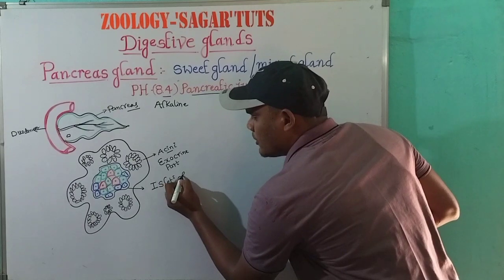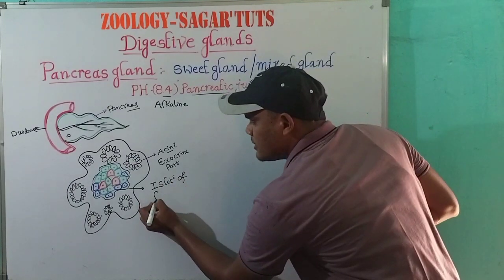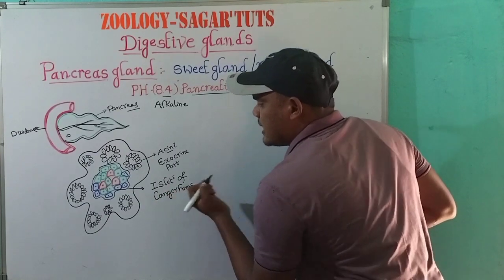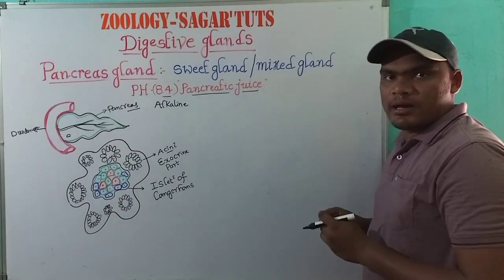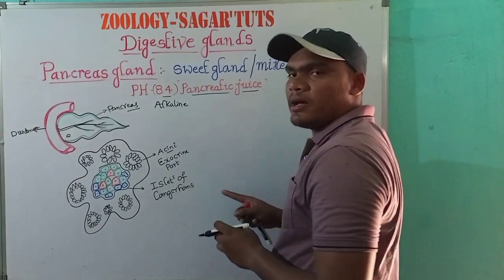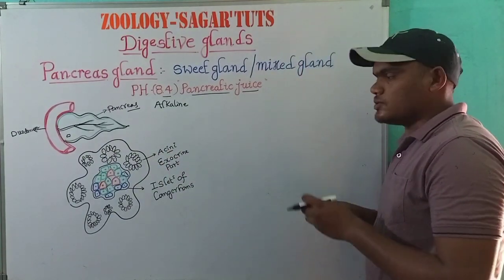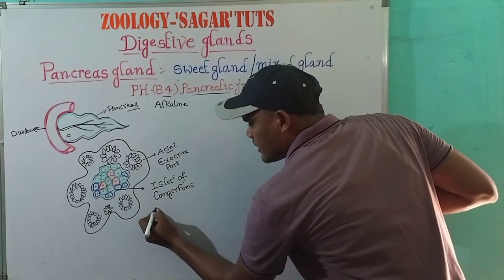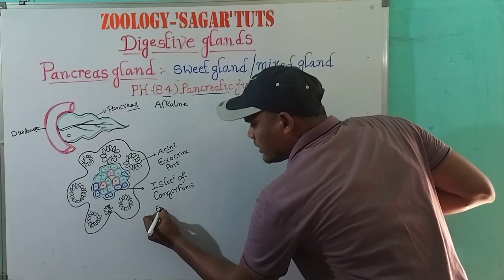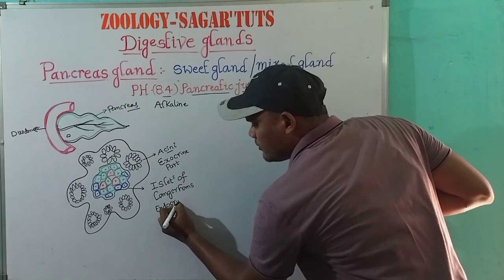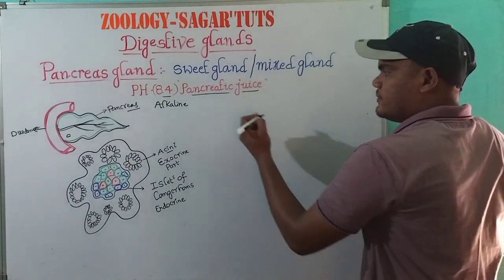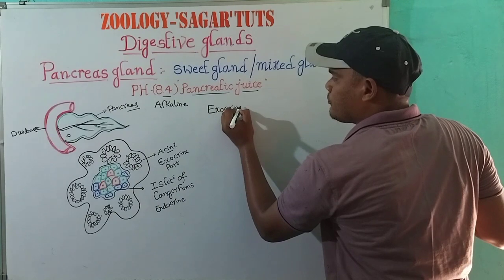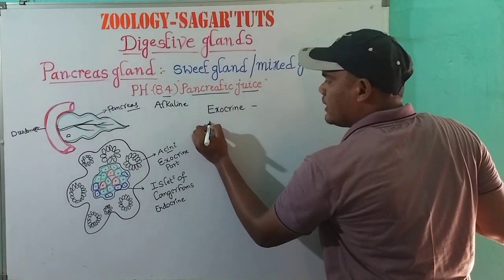Islets of Langerhans cells. The name Langerhans is mentioned because Paul Langerhans discovered them in the pancreas, that's why we mention the islets of Langerhans cells. The islets of Langerhans perform endocrine functions. So what are these? First one is exocrine and the other is endocrine.